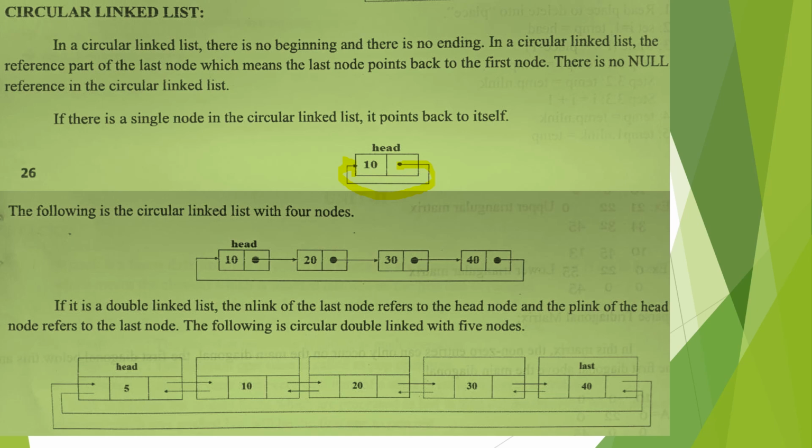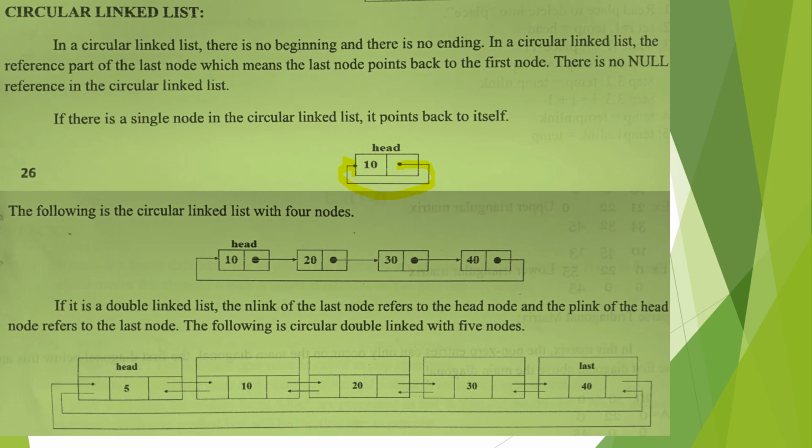In the circular linked list, there are again two types. One is the circular single linked list, another one is the circular double linked list. See, this is the circular single linked list. This is the last node, which contains the address of the first node. So there is no null reference in this circular linked list.